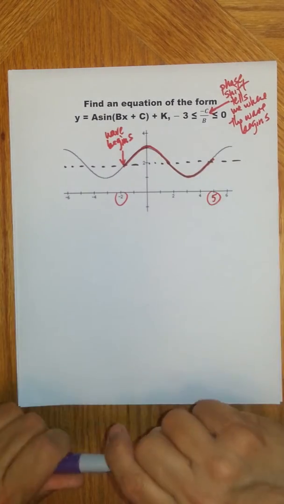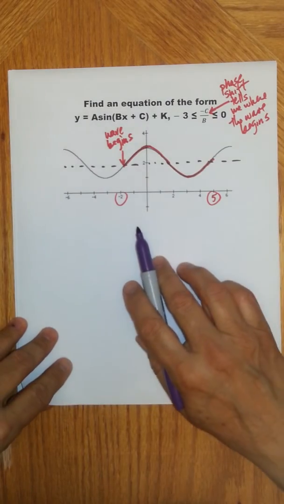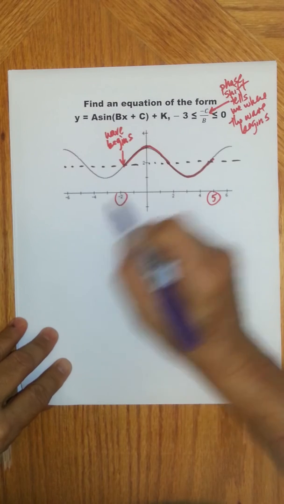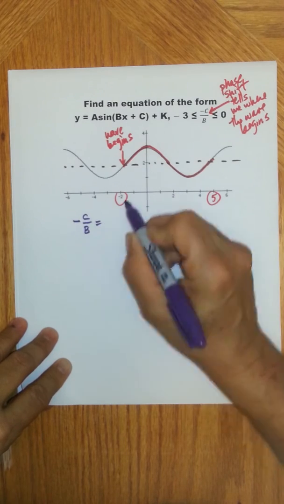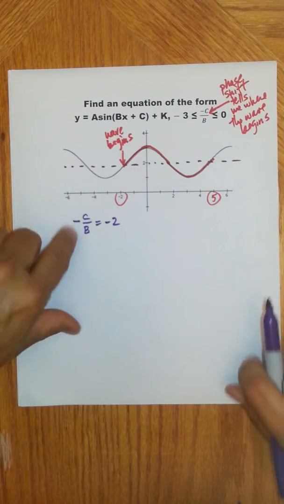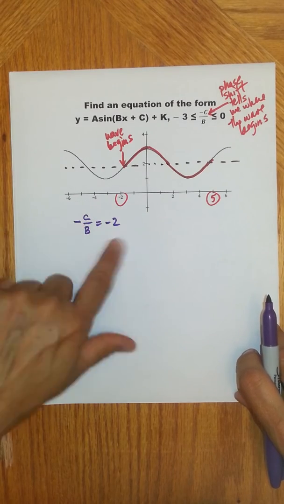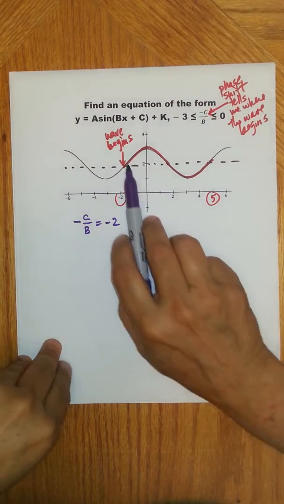All right. So let's put all this together. What I have is the phase shift, where my wave begins: -c over b is equal to -2. Right, that's where my wave begins. But what happens here is I have two unknowns and one equation. I can't really solve for that yet. I need another equation. That's where we're going to invoke the period.